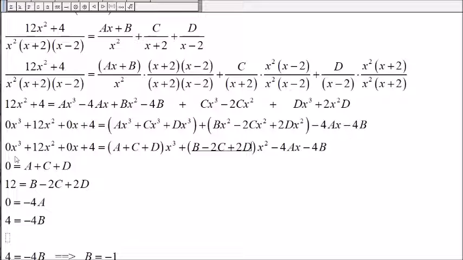And now we just need to match the coefficients. So we have 0x to the third, and match it with (A plus C plus D)x to the third. So we have 0 is equal to A plus C plus D. And then B minus 2C plus 2D is equal to 12. Negative 4A is equal to 0. Negative 4B is equal to 4.